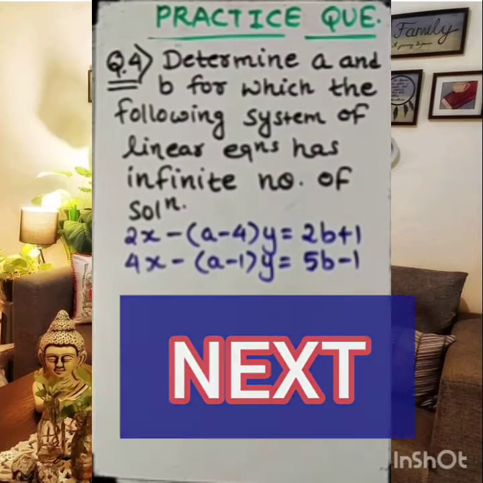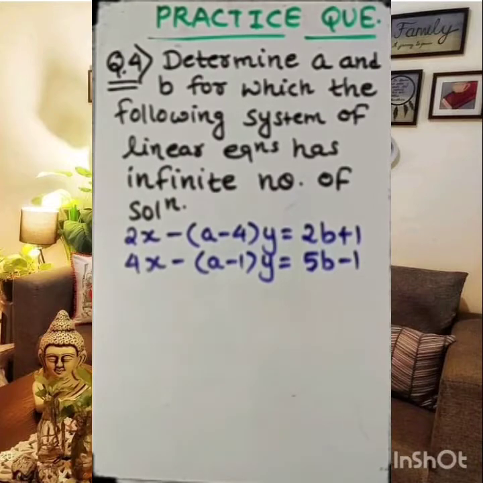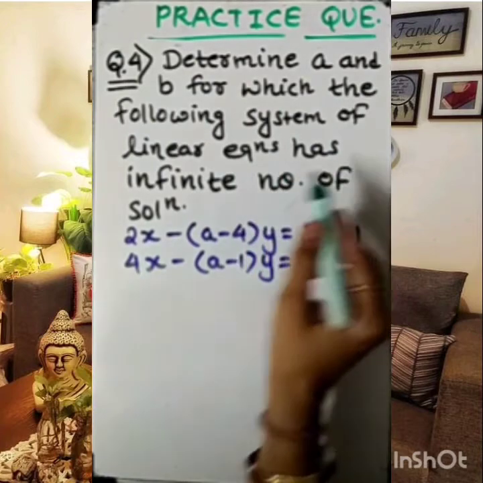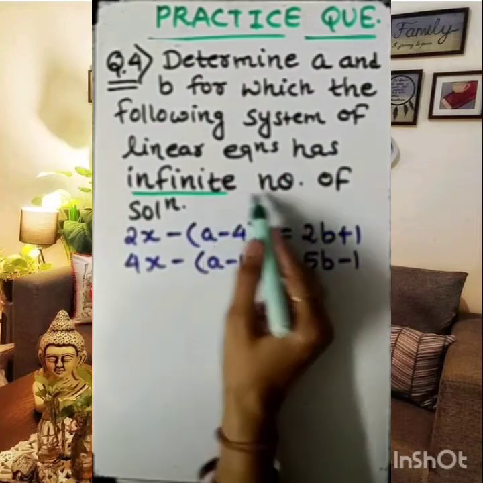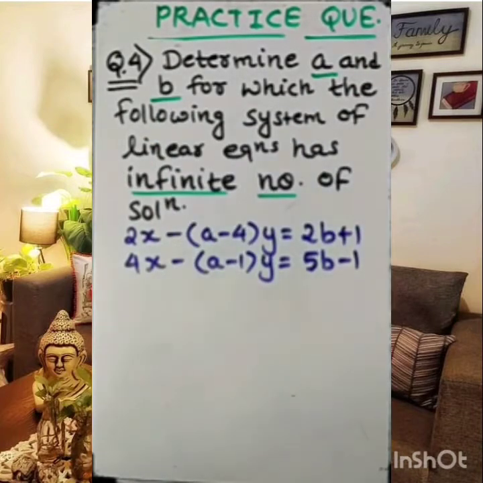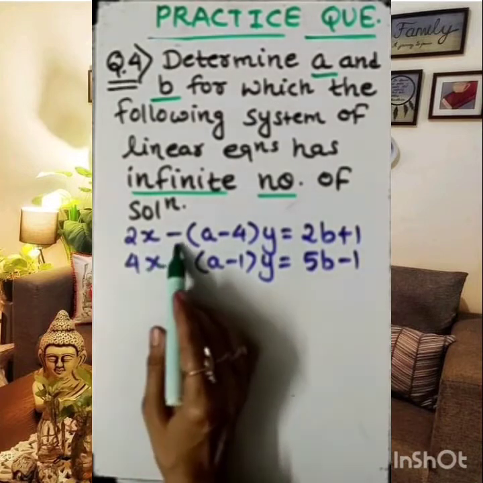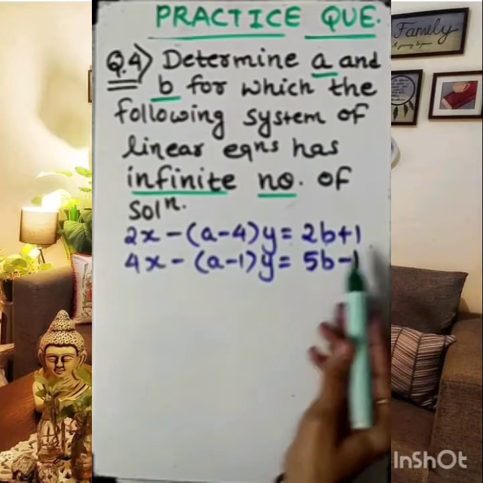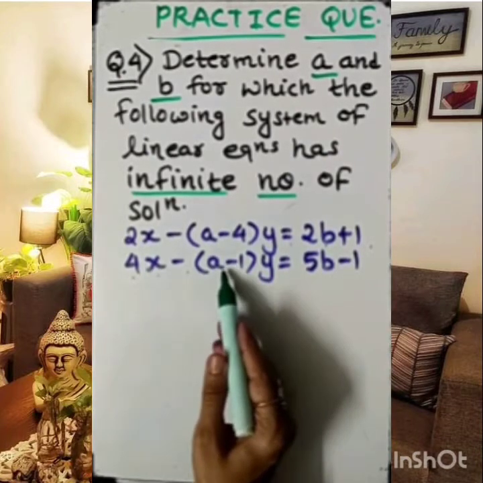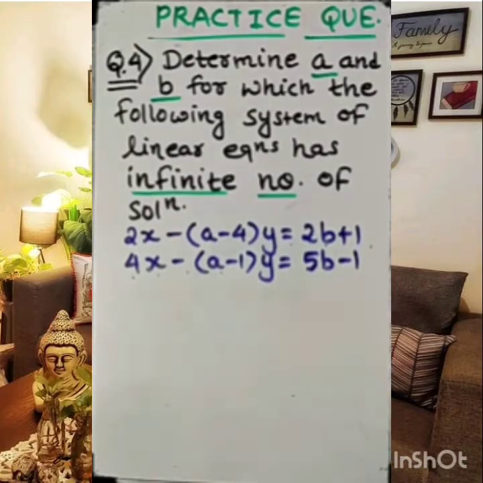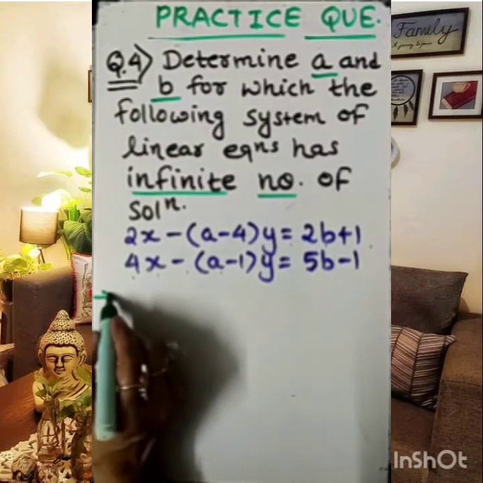Okay. So one more question is on your screen. Determine a and b for which the following system of linear equations has infinite number of solutions. We need to find the value of a and b. And here we are given the equations 2x minus (a minus 4)y equal to 2b plus 1 and 4x minus (a minus 1)y equal to 5b minus 1. So what I'm going to do, just look at your screen.